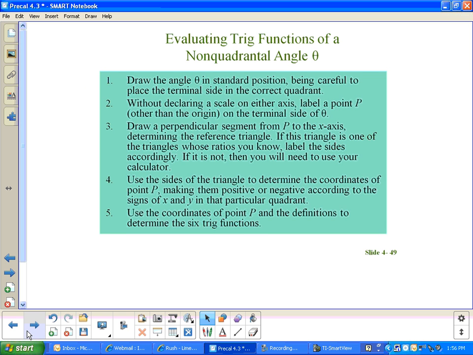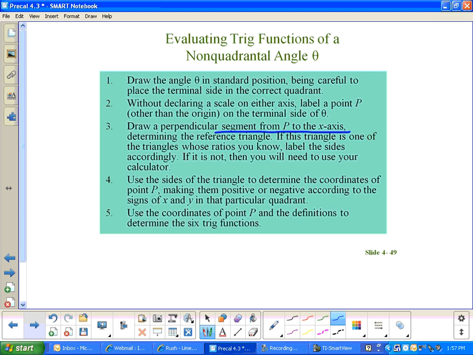Here's the basic idea when you're given a point. We're going to draw the angle theta in standard position, being careful to place the terminal side in the correct quadrant, because I'm going to do some that are negative coming up. I'm just going to label that point P and the origin. Then I'm going to draw a perpendicular line from my point P straight down to the x-axis, and it's going to form a triangle. Based on where the triangle is, I take my x and y coordinates and put them in the appropriate opposite and adjacent sides, and then I use the Pythagorean theorem to find the hypotenuse. And then I just go from there.